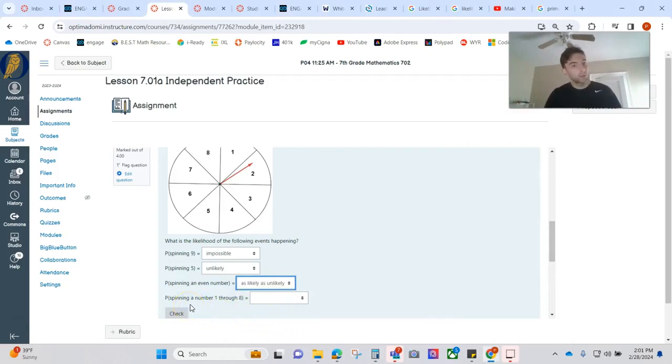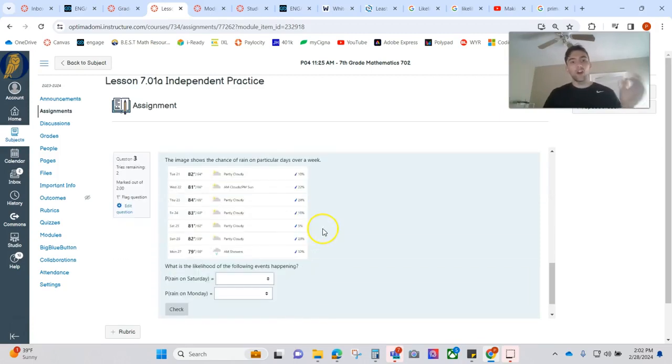Probability of spinning 1 through 8. So you win the game if you get 1, 2, 3, 4, 5, 6, 7, or 8. It's certain that you're going to win because all of the possible events are also desired events. So it's certain that you will get a desired event. Yay! Number 3. The image shows the chance of rain on particular days over a week.